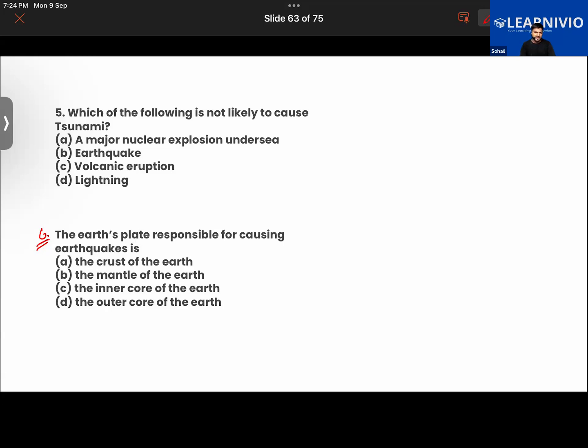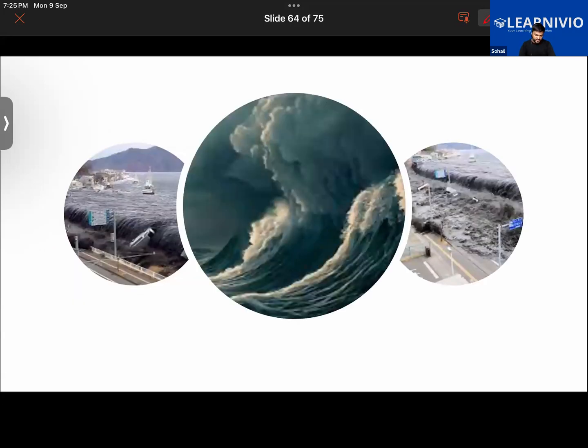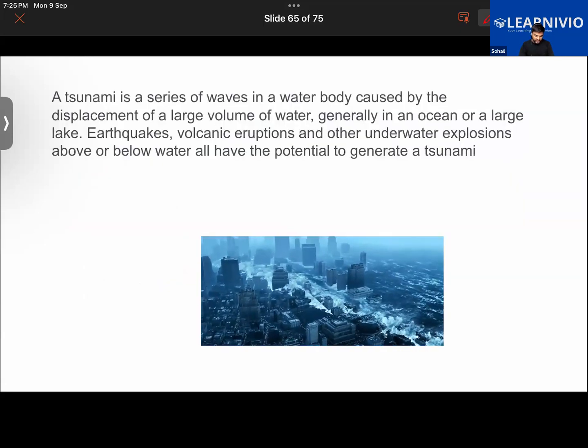Roni, the Earth's plate responsible for causing earthquake. It's the mantle of the Earth, no? Mantle causes the earthquake basically due to the movement here. Getting it now? Okay, we have some time left, so we can continue with this topic of tsunami.